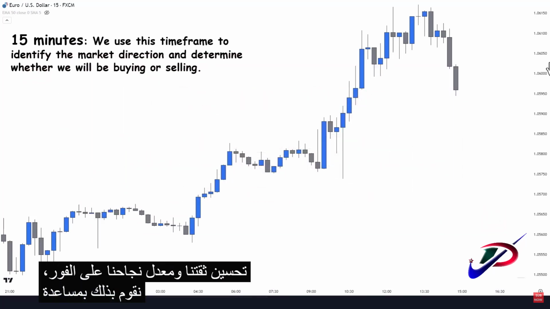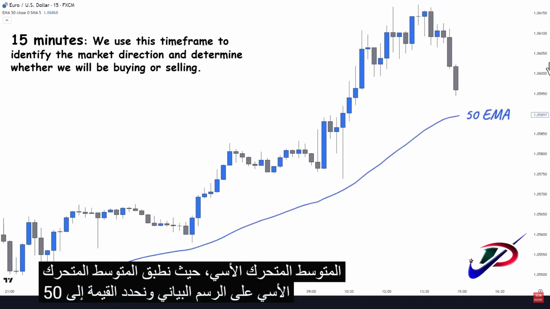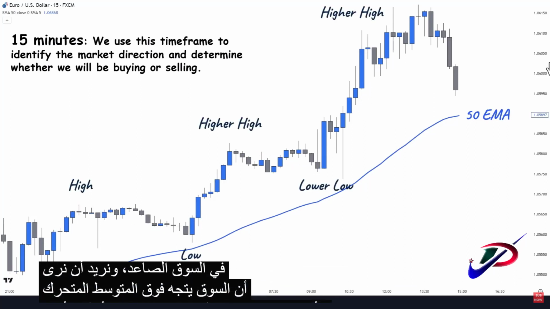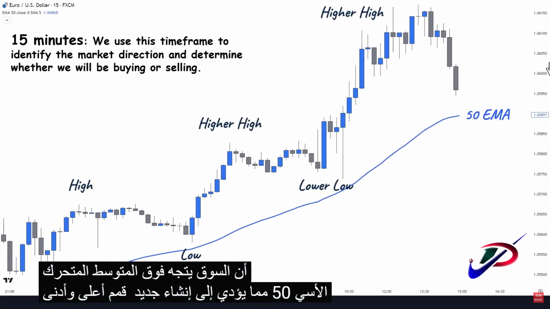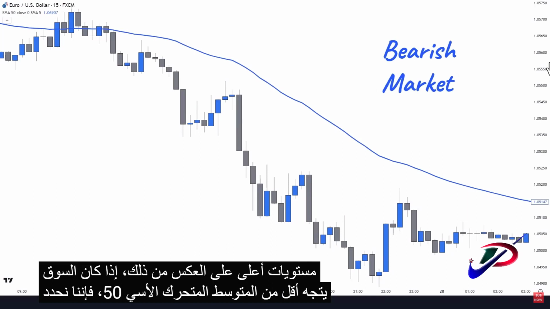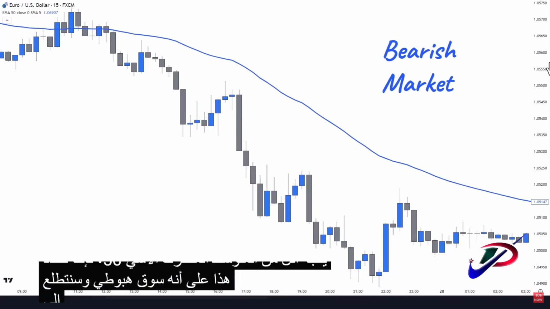We do this with the aid of the exponential moving average. We apply the EMA on the chart and set the value to 50. In the bullish market, we want to see that the market is trending above the 50 EMA, creating new higher highs and higher lows. On the contrary, if the market is trending below the 50 EMA, we identify this as a bearish market and will only be looking to sell.